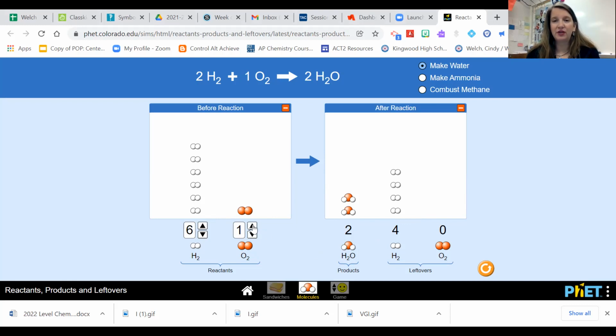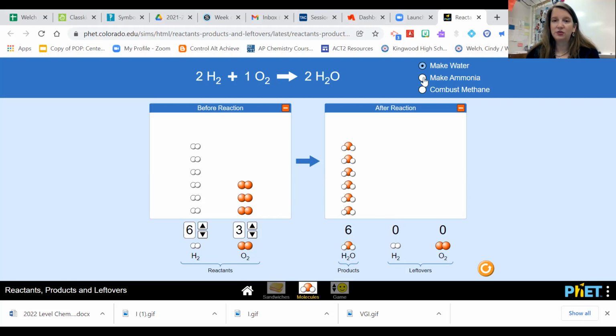But if we add up to 3 total molecules of oxygen, you can see as I add the oxygen, the extra hydrogen bonds with that oxygen to make water. So for every 2 hydrogens and 1 oxygen, we can make 2 waters. So since our coefficients have tripled, the amount of water we can make at the end triples.